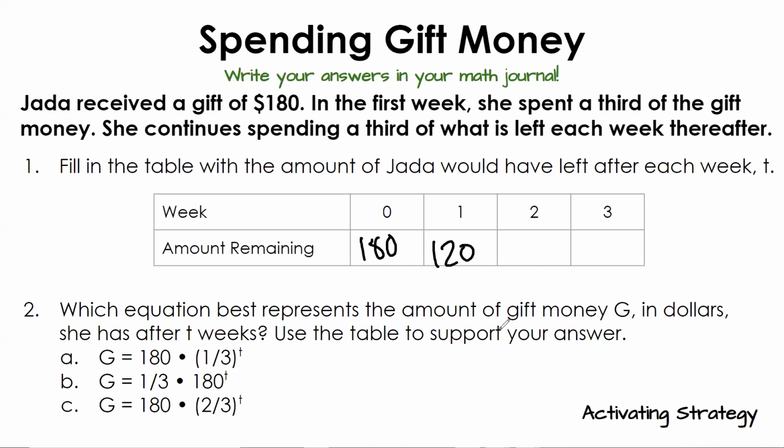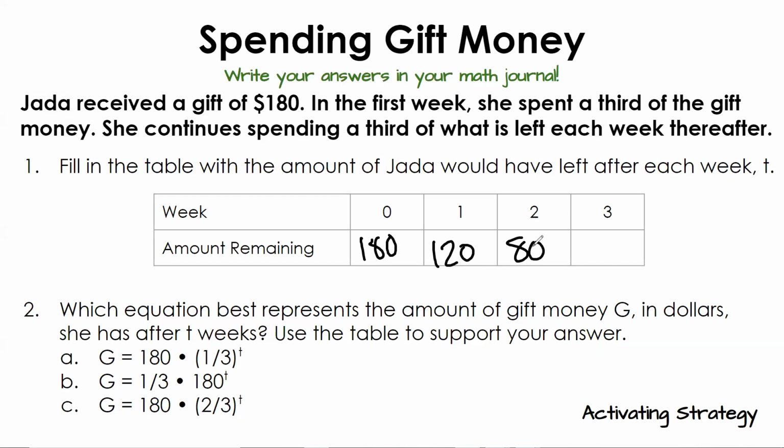Okay, what would be the next one? Be 60. Wouldn't that be half? Okay, so we want to do a third of 120. How do we go about finding that? Divided by 3. Okay, so what would that be? 40. Okay, so 120 minus 40 is what? 80. And then 80 divided by 3 would be what?